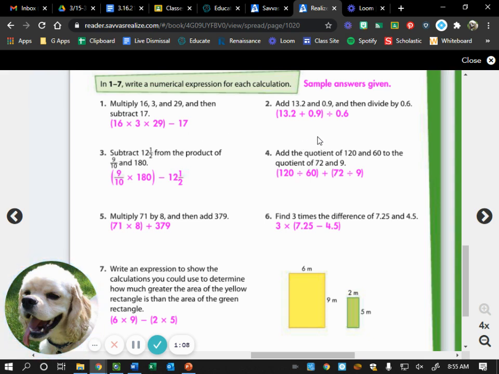All right, number 2, add 13 and 2/10 and 9/10, and then divide by 6/10. So you should have 13.2 plus 0.9 divided by 0.6. Now this one you need parentheses because it wants you to add and then divide. Well, we know in order of operations, usually you divide and then you add. So you need to put parentheses around the addition problem to make sure that is done first.